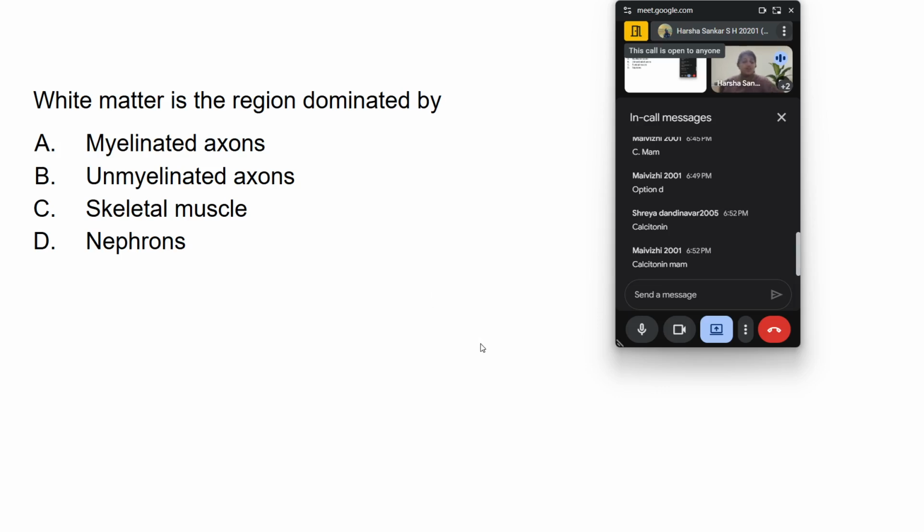White matter is the region dominated by dash. Option A, myelinated axon. Remember where we learned about white matter and gray matter. If something is there in white matter, it will look white. That's why it is called the white matter part of the brain. I was just giving clues, but why is it white matter? Because it's dominated by dash. Option A, myelinated axon. Option B, unmyelinated axon. Option C, skeletal muscle. Option D, nephron.